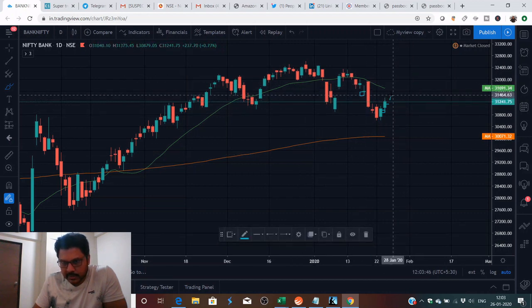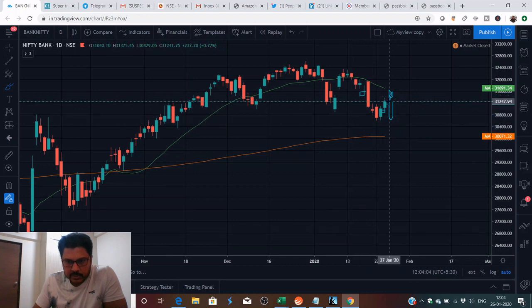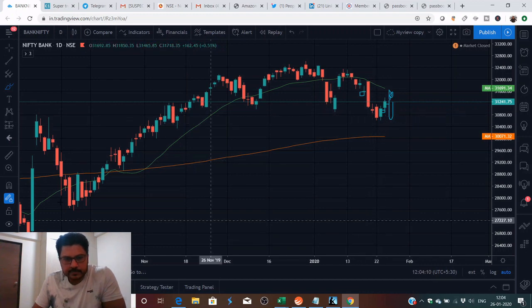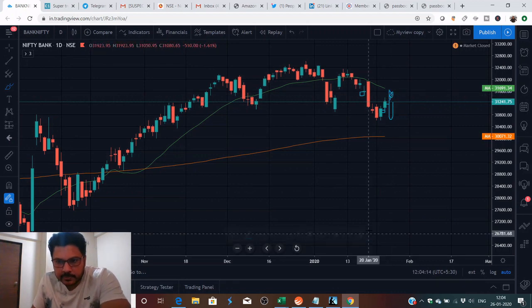There can be a candle like this, a small candle, which can form, or it can form a topping tail bar and come down, or it can form a candle like this and come down. So these are the two scenarios which we have to be careful on. It depends on how it opens on Monday morning.